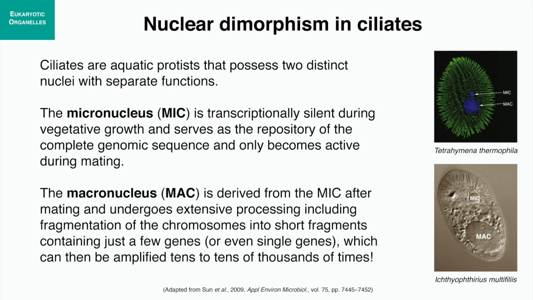The macronucleus is derived from the micronucleus after mating and undergoes extensive processing, including fragmentation of the chromosomes into short fragments containing just a few genes or even single genes, which can then be amplified tens to tens of thousands of times.